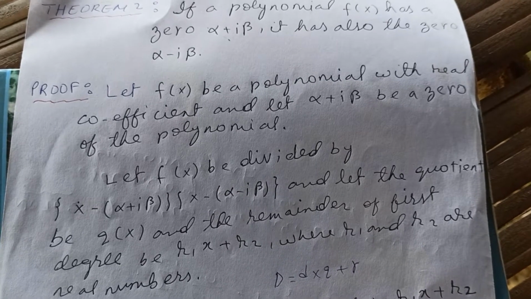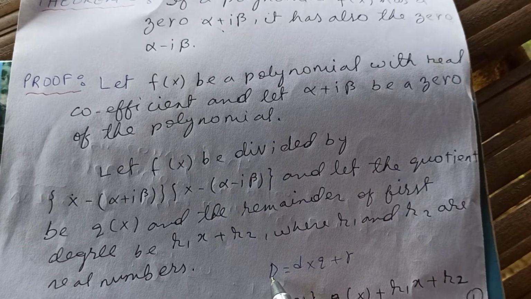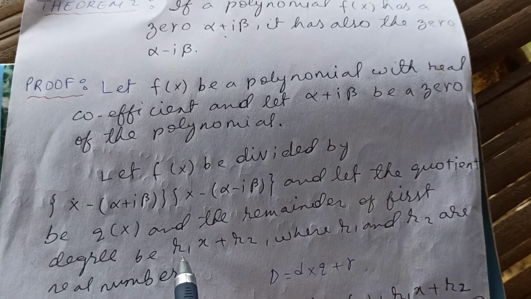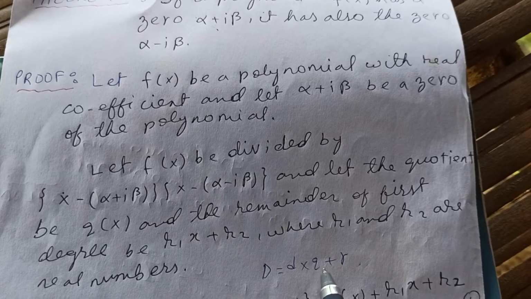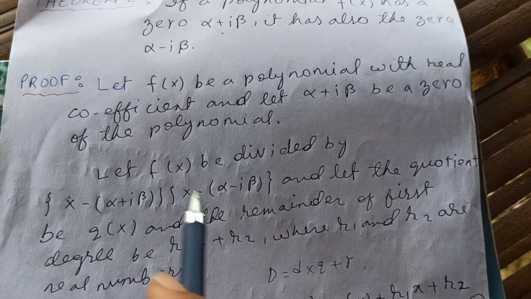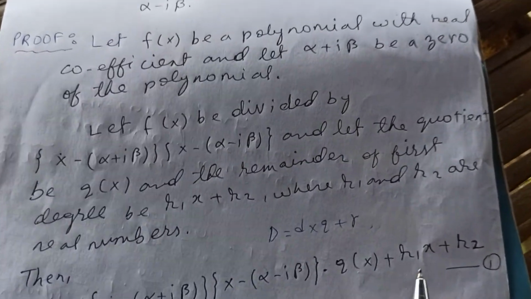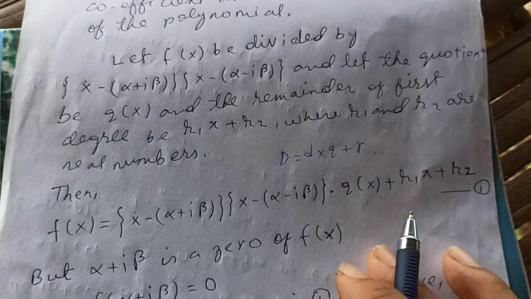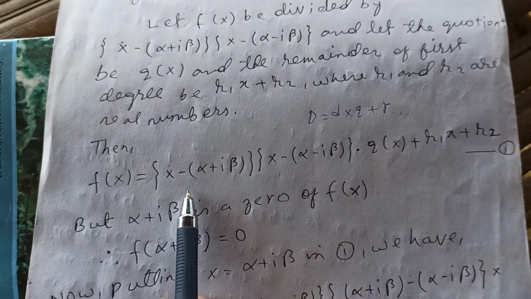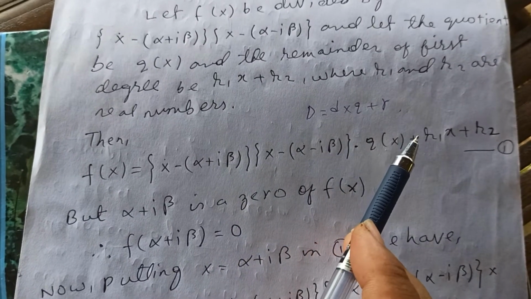Meaning, in our Euclidean algorithm, we have that the dividend is equal to the divisor times the quotient plus the remainder, right? So our remainder in first degree is r1 x plus r2, our quotient will be q of x, our divisor will be this, and our dividend will be f of x. We have to divide them. Now f of x is equal to, according to this, x minus (alpha plus i beta) times x minus (alpha minus i beta) times q of x plus r1 x plus r2.